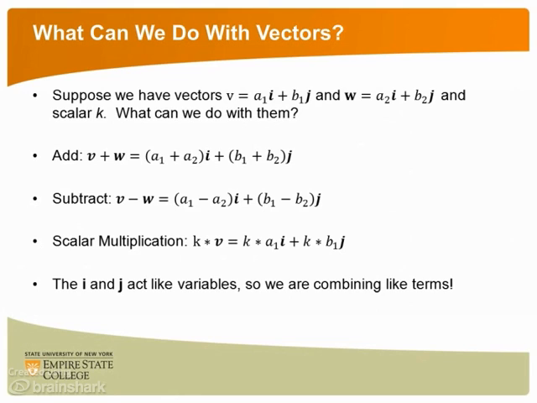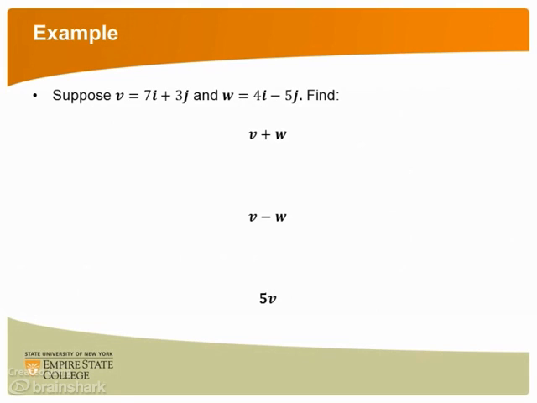Let's look at an example. Suppose we have the vectors v equals 7i plus 3j and w equals 4i minus 5j. We want to find the sum and difference of the two vectors, and also the result of multiplying vector v by the scalar 5. Let's look at the sum of the two vectors first.